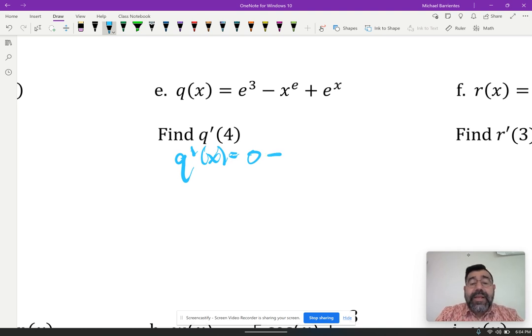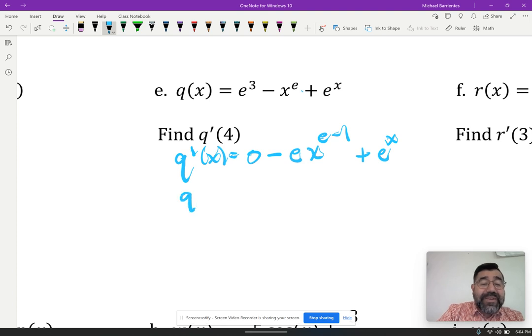Minus. Here I have a power function because I have a base that's a variable and I have an exponent that's a constant. So then I can do the power rule and say e x to the power of e minus 1. What is e minus 1? I don't know, but that's the way I do it, right? Plus, here I have an exponential setup, so then this is just e to the x. That is my derivative function.